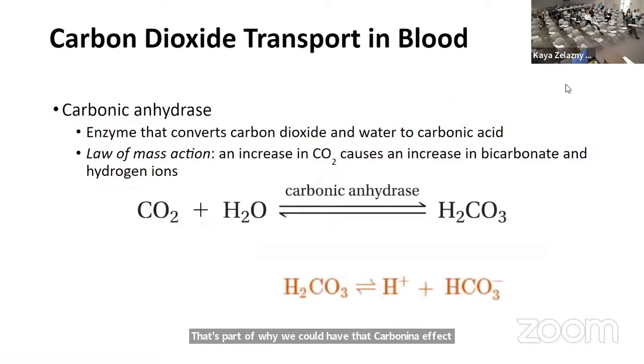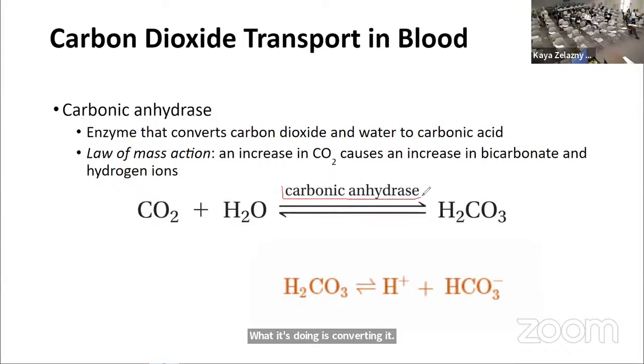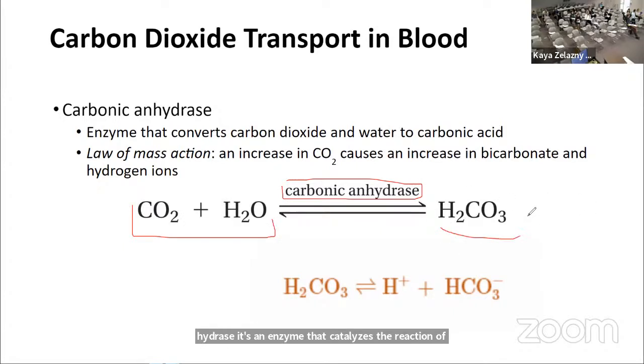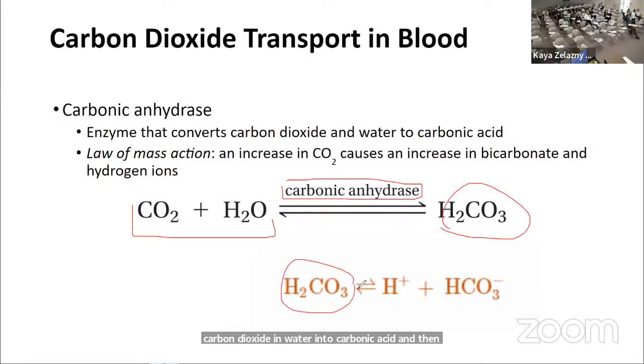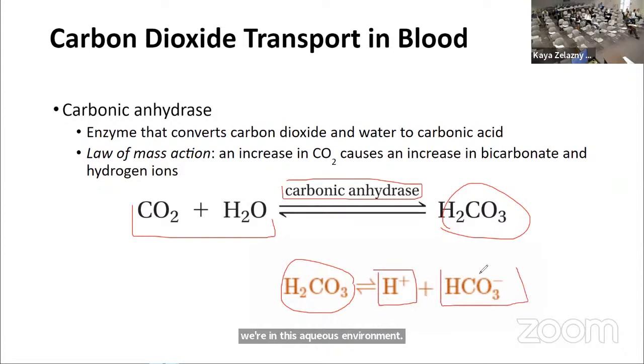Right. So the carbonic anhydrase is not directly binding and carrying the carbon dioxide. What it's doing is converting it. Carbonic anhydrase is an enzyme that catalyzes the reaction of carbon dioxide and water into carbonic acid. And then carbonic acid, I'm just taking this first one step further, dissociates when we're in this aqueous environment to hydrogen ions and bicarbonate ions.